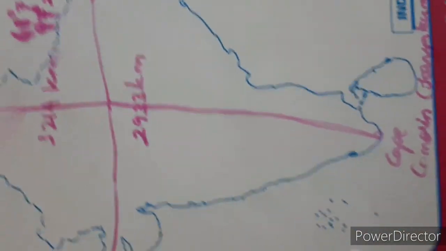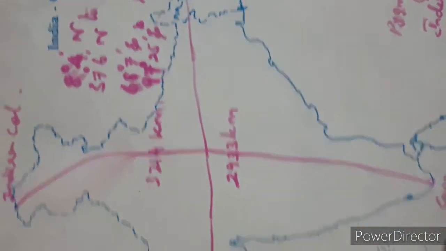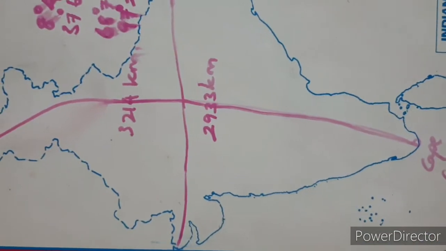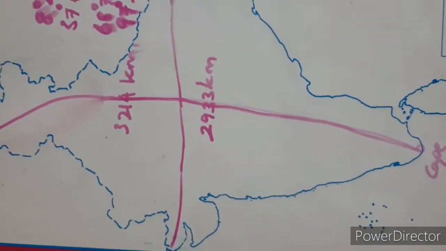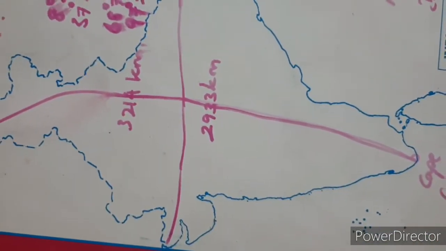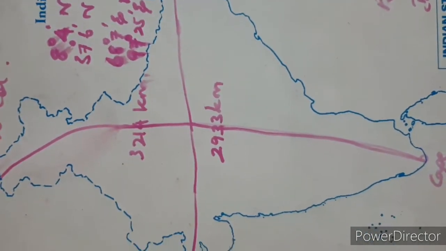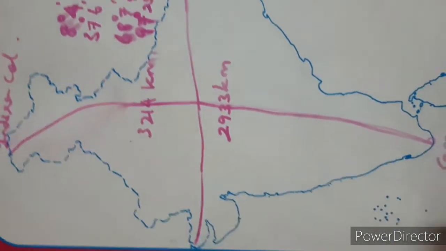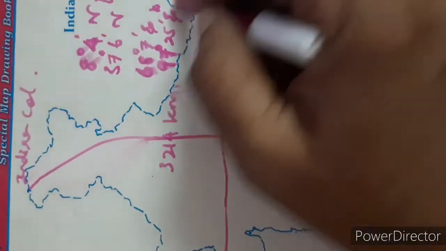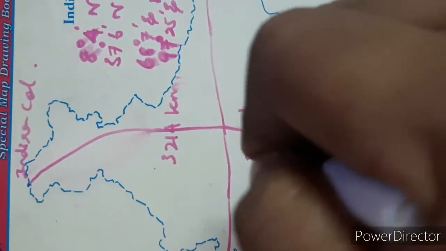We are saying that India is a subcontinent. Why are we saying it's a subcontinent? Actually, a continent will have many different types of races, different languages, different climates, and different physical features. Everything India contains inside.